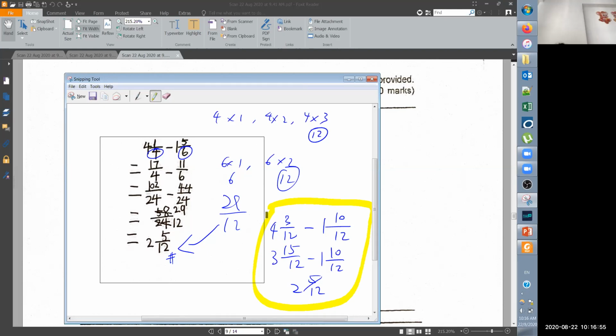If you do it this way, what you do is fraction minus fraction, whole number minus whole number. Very simple. Okay? Next.